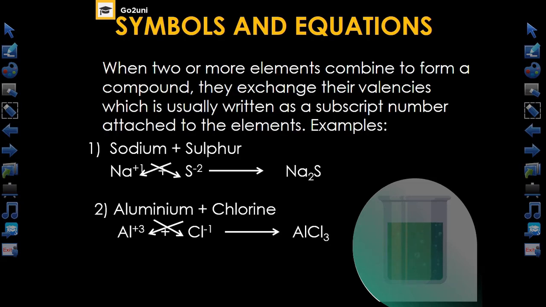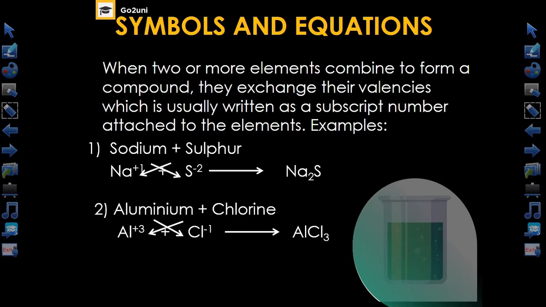Looking at the example between sulfur and sodium. Sodium has a valency of plus 1 and sulfur has a valency of negative 2. When these two elements come together in chemical combination, they exchange their valencies. The sulfur valency goes to sodium and the valency for sodium goes to sulfur. And as such, we have a compound formed, which is Na2S.